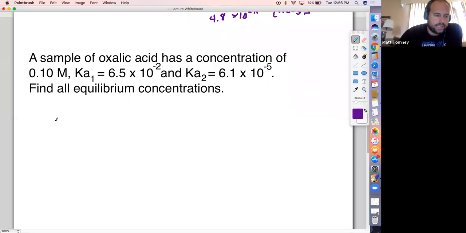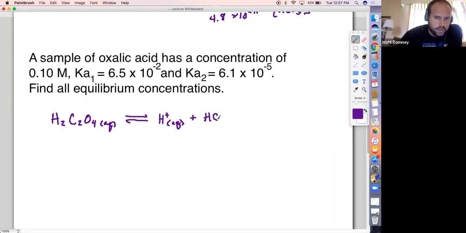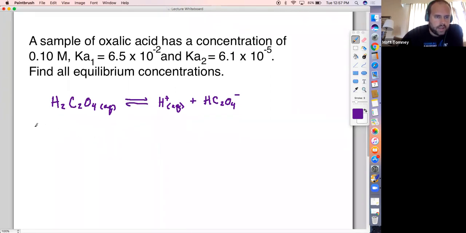All right, so let's take a look at the oxalic acid. So oxalic acid, the first equation, which is all I'm interested in right now, can be represented as the following. It's going to be 2 hydrogens plus the oxalate anion, in equilibrium with the acid content plus the conjugate oxalate. So I'm going to have HC2O4 minus, because it's only lost 1. Okay, and this is what I'd be working with. So let's set up the ICE chart and solve for Ka1.